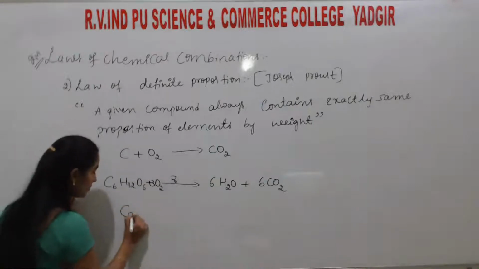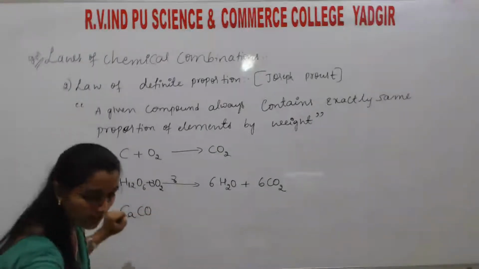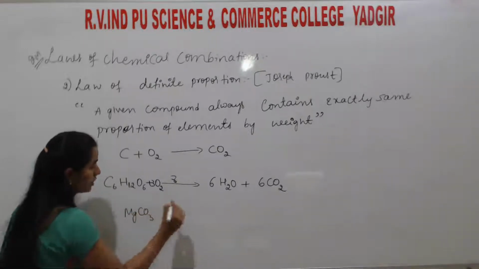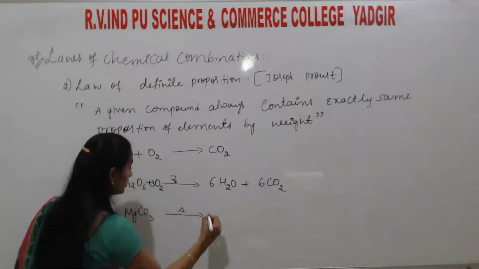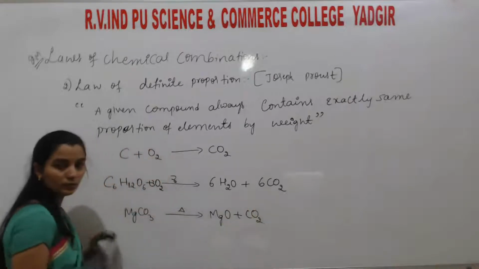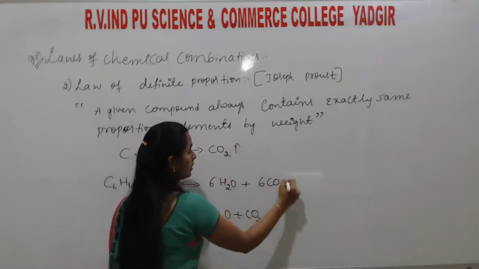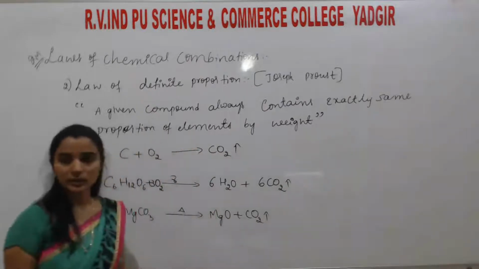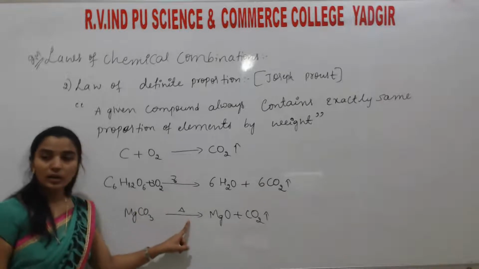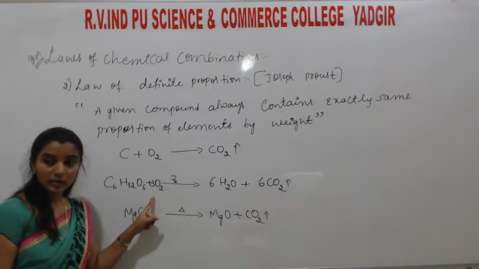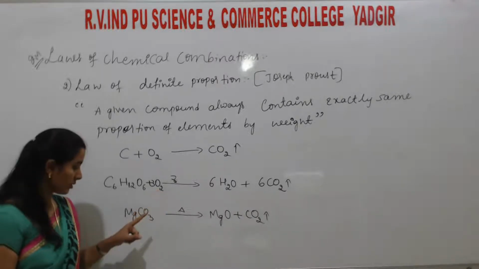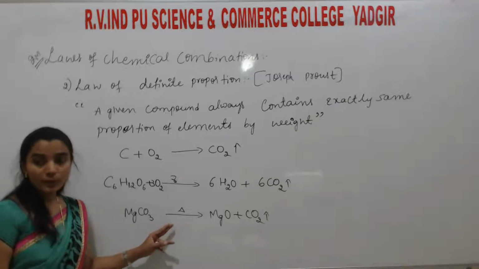Next, another one: MgCO3 upon decomposition gives MgO plus CO2. All are gases, and from here only CO2 is liberated. So this is a combination reaction, this is photosynthesis, and this is a combustion reaction. Combustion is burning in the presence of air. And this one is a decomposition reaction.